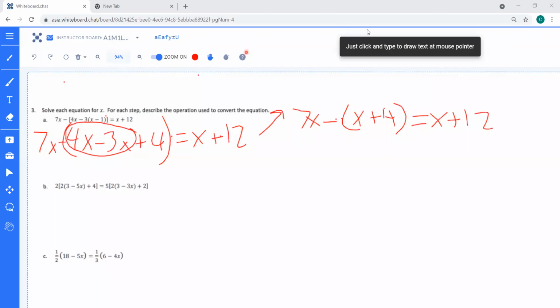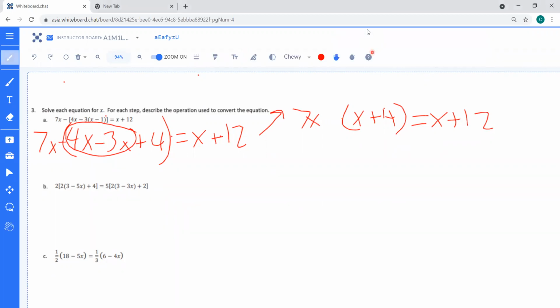Okay. Now let's see if that'll write a little bit better. Okay, so now what can we do? Well, we can distribute this negative 1. Remember, I said you can always put a 1 right here when there's not one there. So let's distribute that negative.